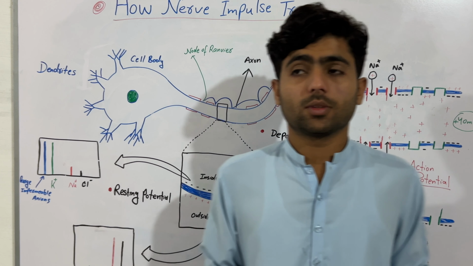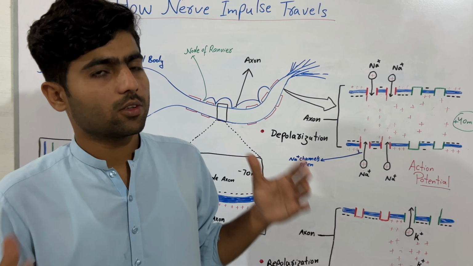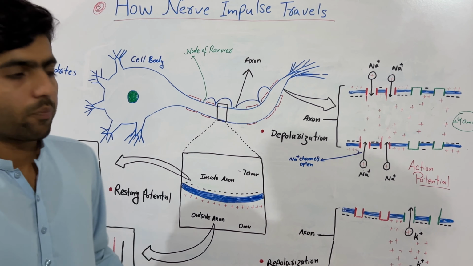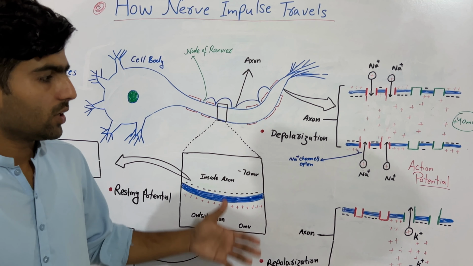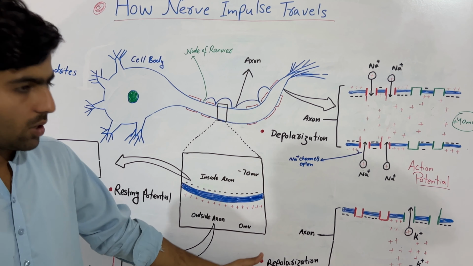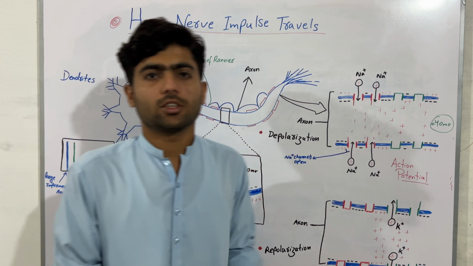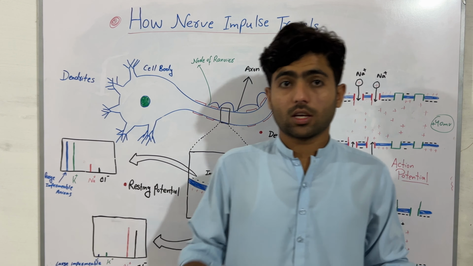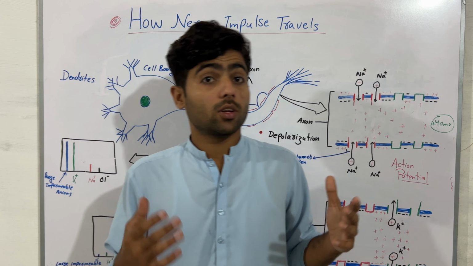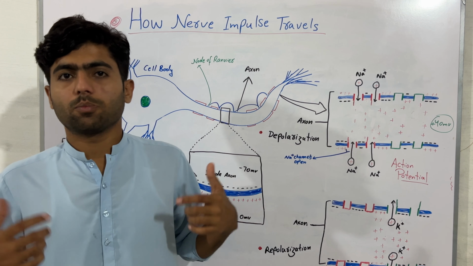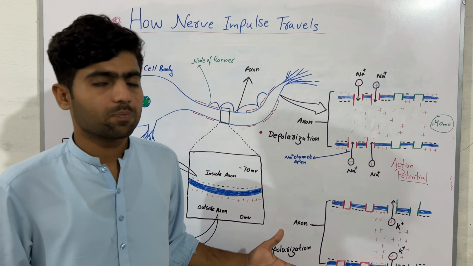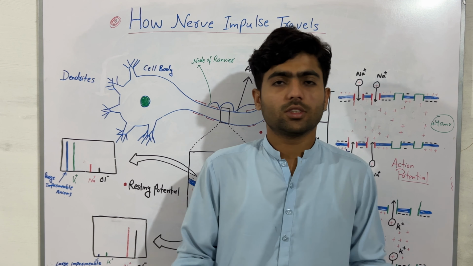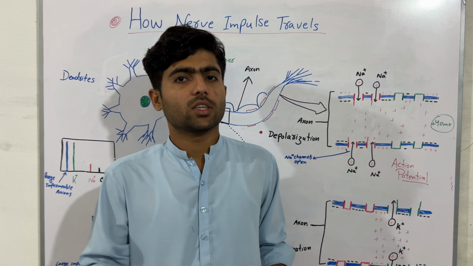So that's the complete process of how an electrical impulse travels through a neuron, starting from resting potential, followed by depolarization, repolarization and restoration. This rapid process is what makes your brain think, your muscles move and your heart beat, all in just milliseconds.